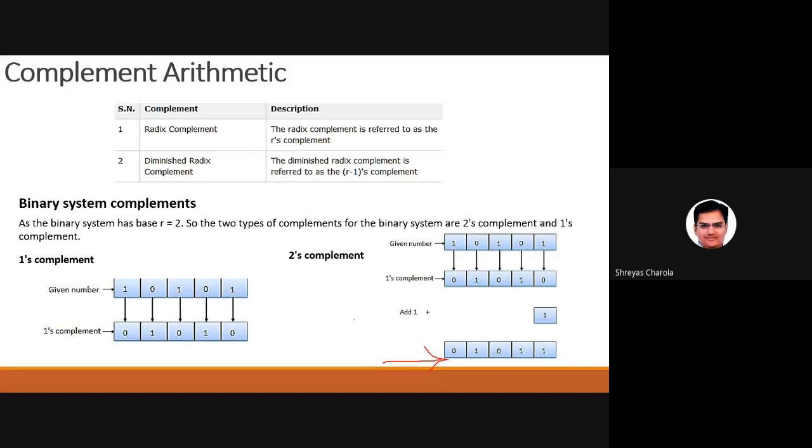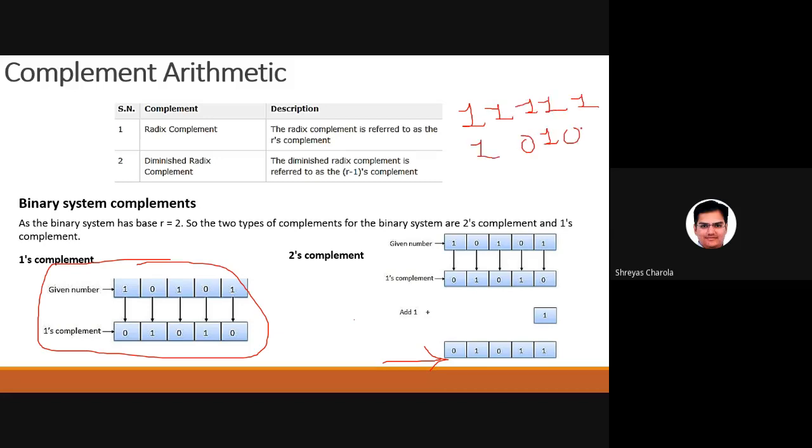Clear all of you? So this is how we can complement. Let's suppose if you don't know this, then you can also convert into one's complement by subtracting the number from 1 1 1 1 1. So 1 0 1 0 1. Subtract the number. So 1 minus 1 is a 0. 1 minus 0 is a 1. 1 minus 1 is a 0. 1 minus 0 is a 1 and the 0. You will get the complement number only.